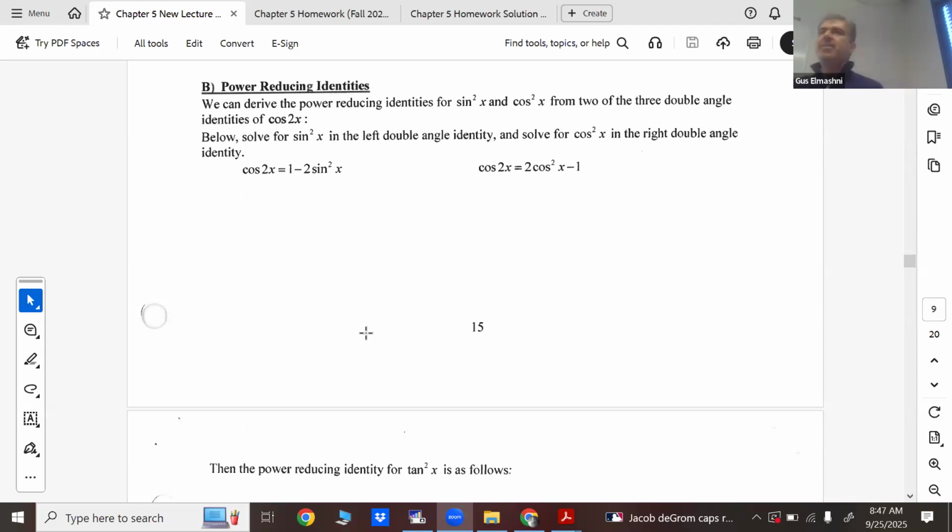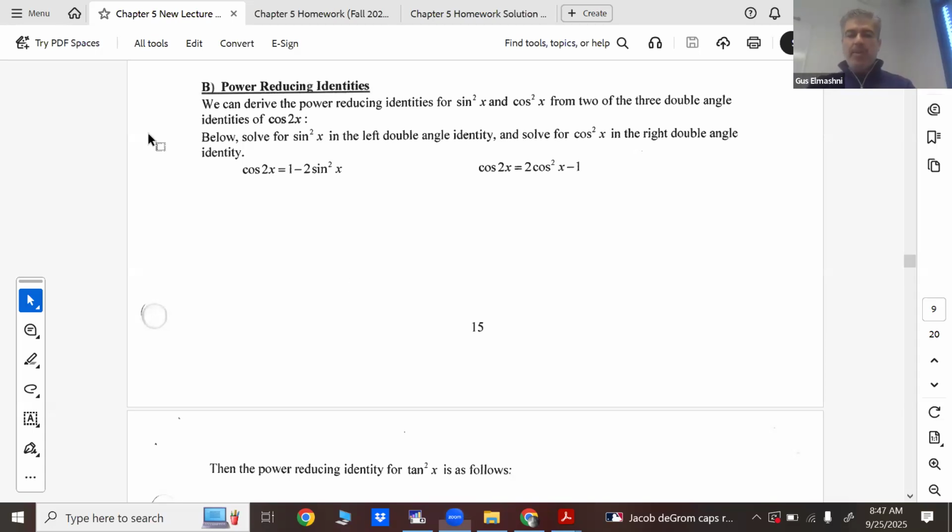All right, guys, we gotta move. So let's look at page 15 here. I'm gonna jump down to power reducing identities and just talk about what I already shared with you guys earlier. And this should make the homework that you did easier once you see this, right?